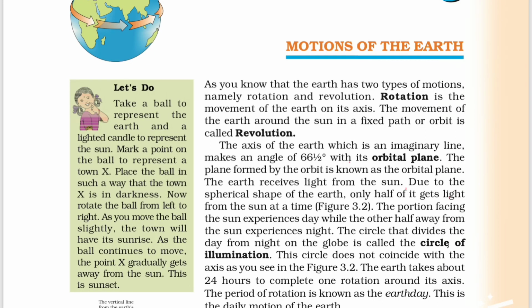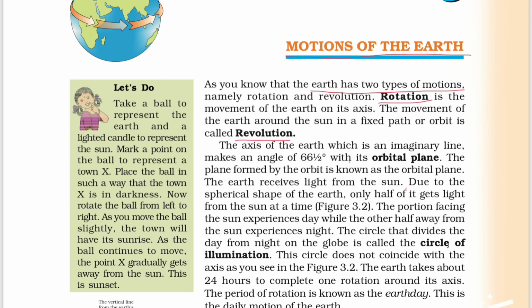In this video, I am going to explain the third chapter of Geography, NCERT class 6. The title of the chapter is Motions of the Earth. As we all know, the Earth has two types of motions. One is rotation and the other is revolution.